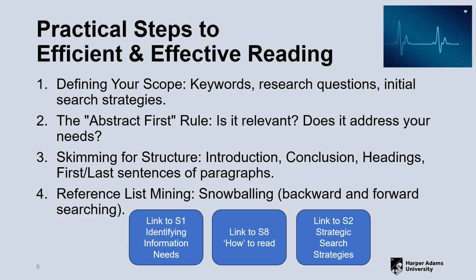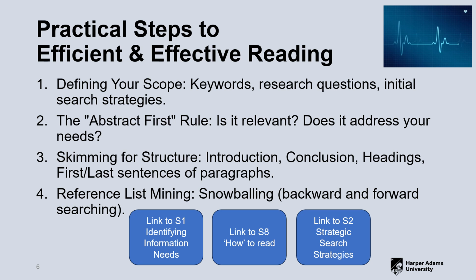Next, always read the abstract first. Ask yourself, is this article actually useful to me? Does it relate to my topic? And will it help me answer my question? If not, move on. If it does look promising, then skim it. Don't read every word. Just focus on the introduction, conclusion, the section headings, and maybe the first and last sentence of each paragraph. That gives you the shape of the argument. I've mentioned this before, but session S8, How to Read, will go through this in detail for you.